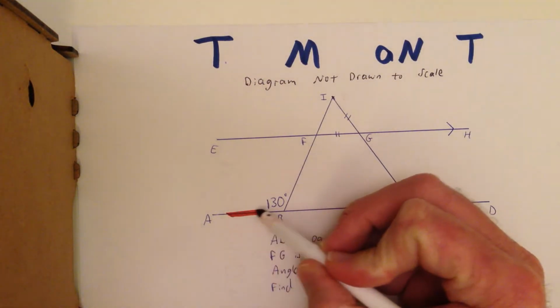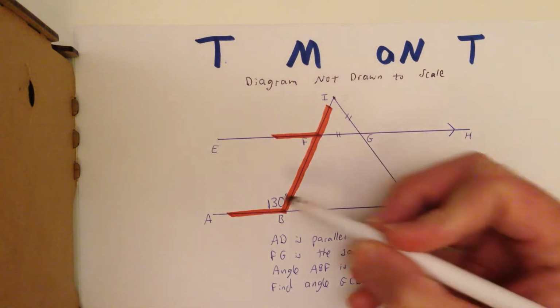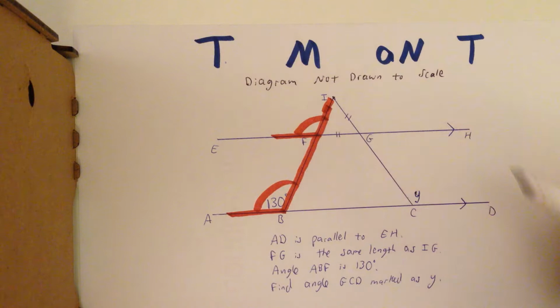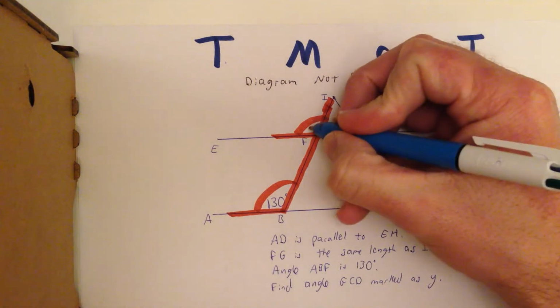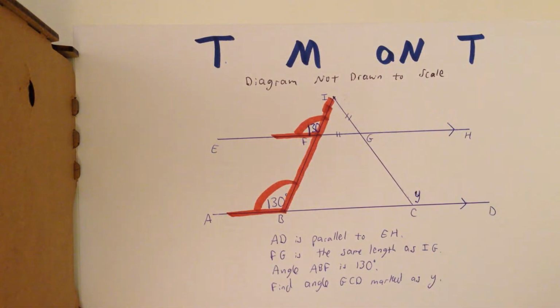So starting off here, I see an upside down and backwards F angle, and we know these two angles are going to be the same. We think back to the picture of Father Christmas, and we know this is called corresponding. Corresponding angles are equal, so that angle there is 130 degrees.